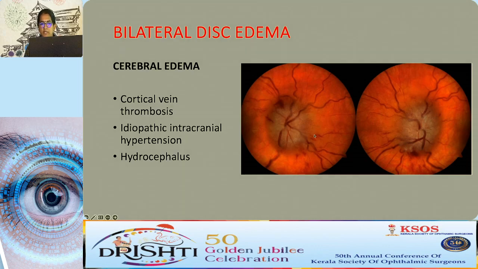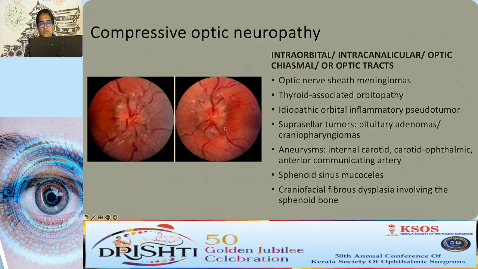This is a typical papilledema, and the disc edema is much pronounced. So causes can be, one, due to cerebral edema, the classical ones we see in cortical vein thrombosis, idiopathic intracranial hypertension or hydrocephalus. The second classification would be compressive optic neuropathy, in which the compression can happen at any level of the optic disc, optic nerve, intraorbital, intracanalicular, optic chiasmal, or even in the optic tracts.